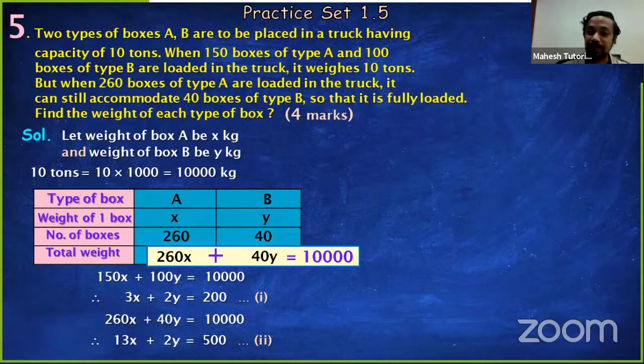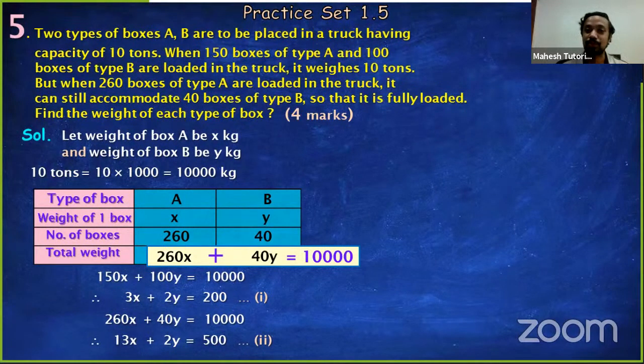Now, students, in examination, preparing the table is not necessary. If you can frame the equation directly by understanding the condition, that's perfectly fine. But if you are convenient by preparing the table and then framing the equation, even that is perfectly fine. All right, take care. Now, as I've already informed students, we are not going to solve the equations.